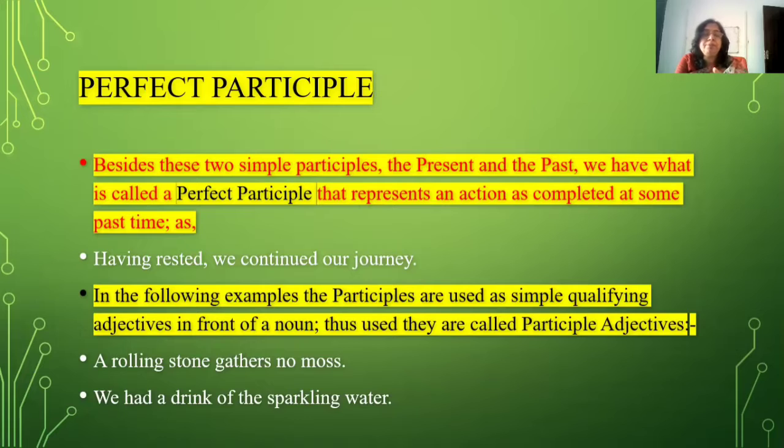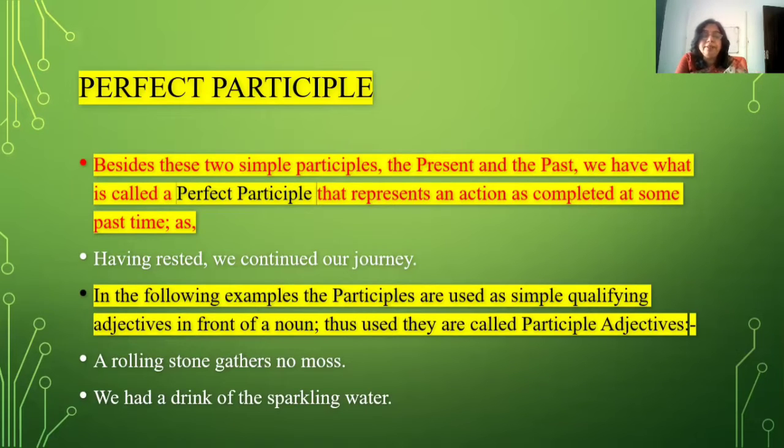In the following examples, the participles are used as simple qualifying adjectives in front of a noun. Thus used, they are called participle adjectives. This is another type. A rolling stone gathers no moss. We had a drink of the sparkling water. Now, what type of water? Sparkling water. So it serves the function of an adjective. Rolling stone. What type of stone? Rolling stone. It serves the function of an adjective.